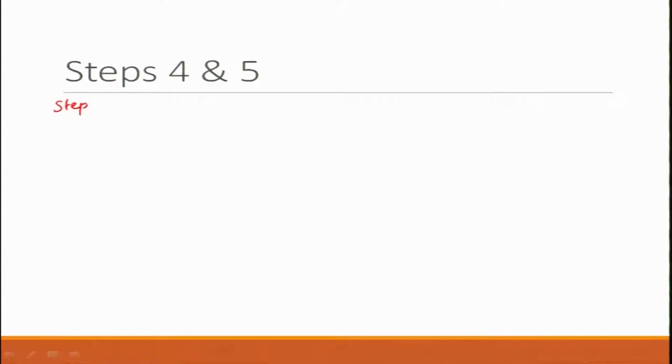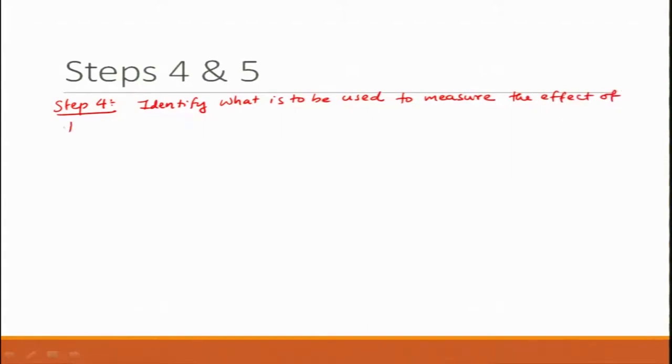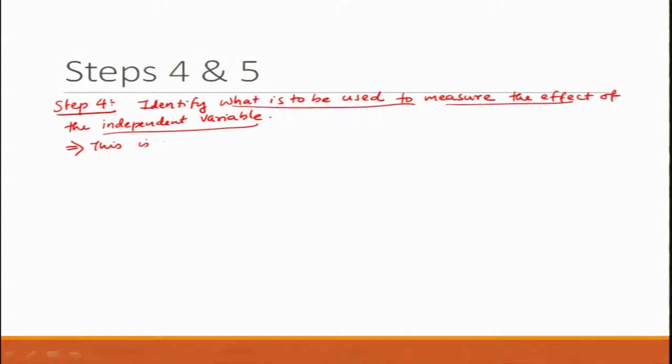So step four is ideally to identify what is to be used to measure the effect of the independent variable. Here you have to decide what is the phenomenon that you are going to use to measure the effect of the independent variable. This thing that is used to measure the effect is called the dependent variable.